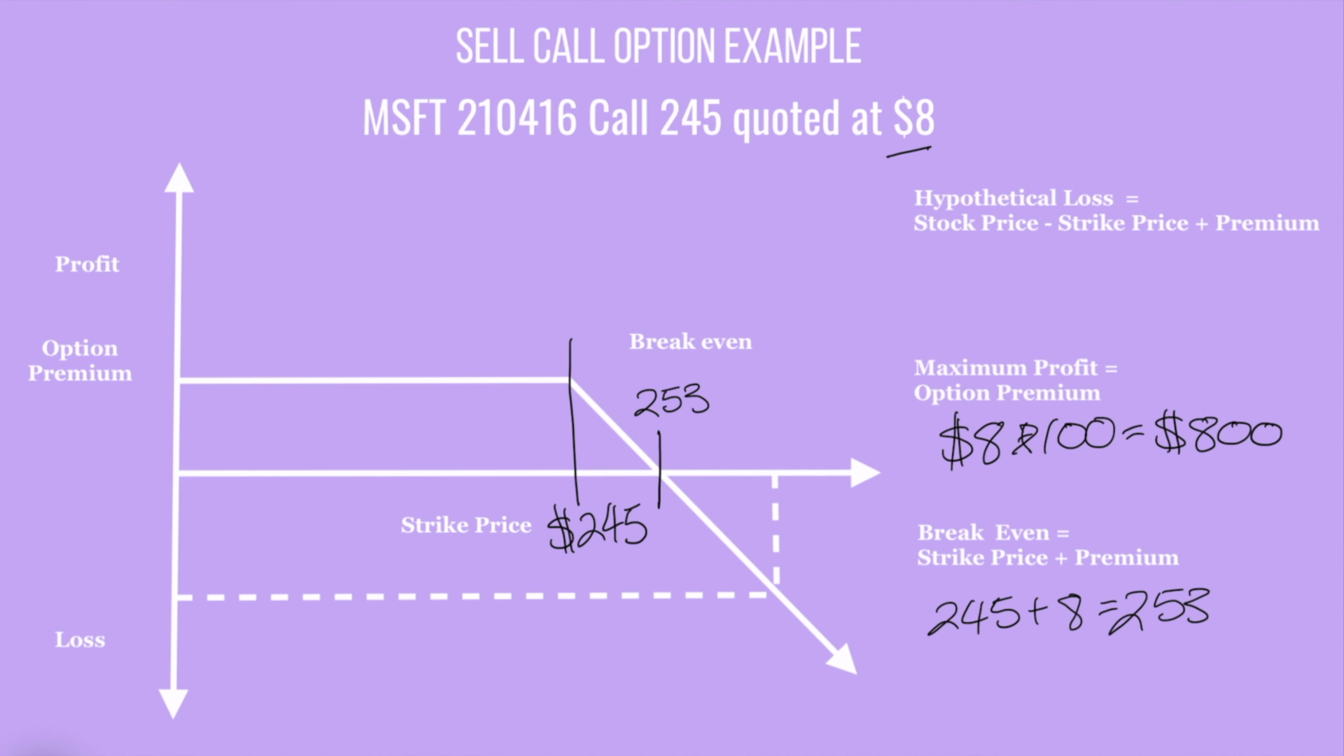But let's just take the same scenario as above and pretend that by the time of expiration, Microsoft increased to $260. So your hypothetical loss in this case would be your stock price, which is $260 minus strike price, $245, plus premium, $8, which would equal to $23 per share. And that's 100 shares per contract. So your hypothetical loss would actually be equal to $2,300.